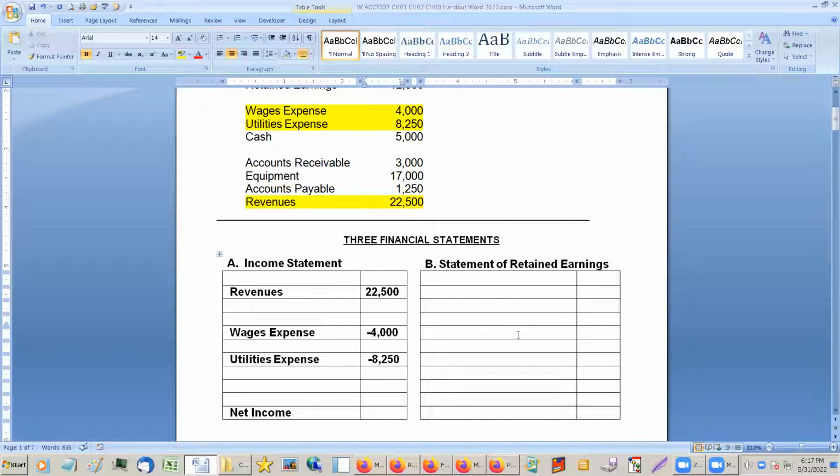Time for Mr. Calculator. You can use Excel too if you want. $10,250. Yep, very good. Makes sense.